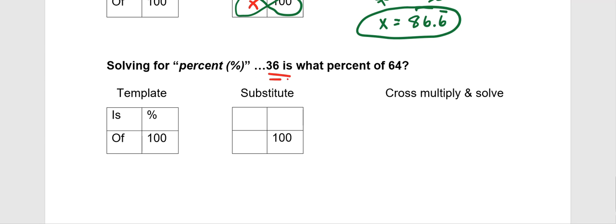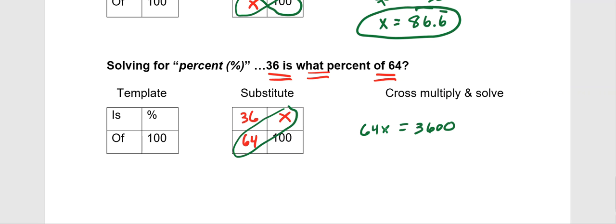This 36 is, so I know from the wording that's my is value of 36. What percent? There's my placeholder because there's no value with the percent sign of 64. One more time, we'll cross multiply. 64x is equal to 3600 in the case of the cross multiplying. We will solve this one-step equation by dividing both sides by 64.